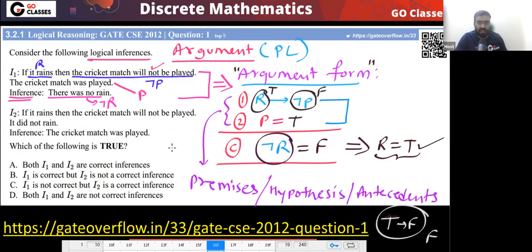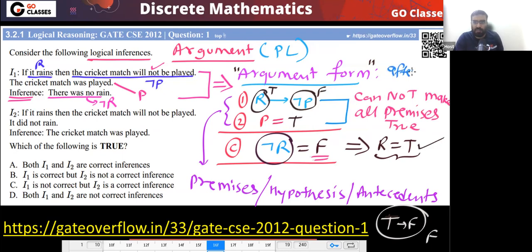So you can see that, after making the conclusion false, can I make all the premises true? I cannot make all the premises true.